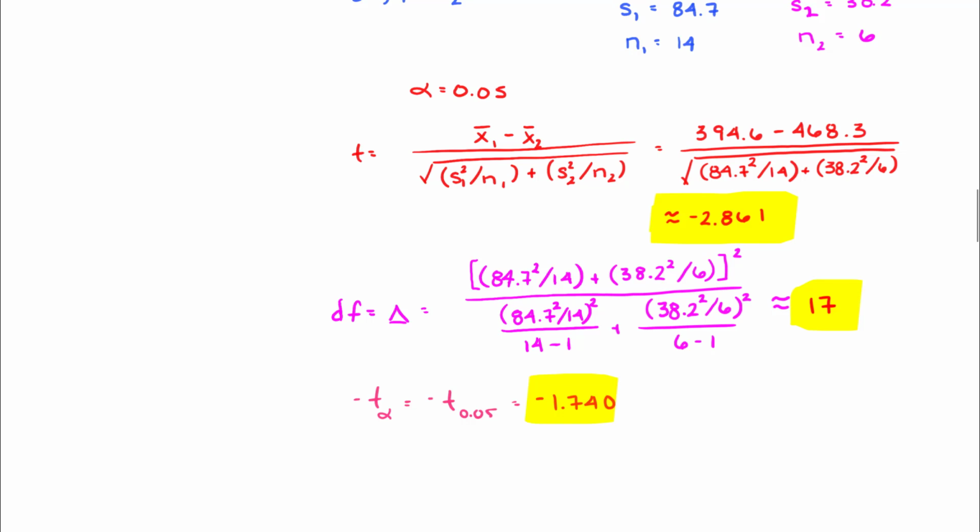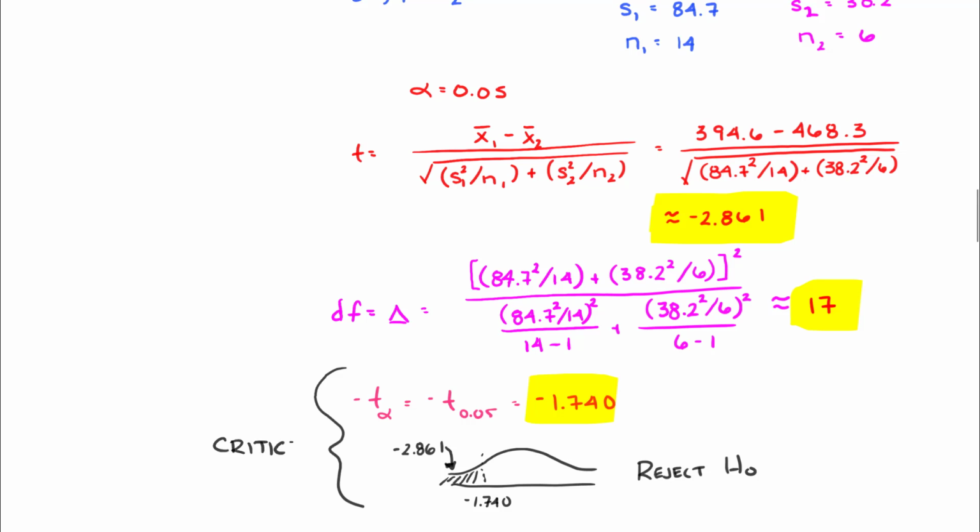And now we can conduct our critical value approach. Our t value is negative 2.861. If we illustrate this with a normal curve, here is negative 1.740, the critical value. Anything that falls into this region on the left, we reject. Anything to the right, we accept. Our t value is negative 2.861, so it certainly falls within this rejection region. So we would reject the null hypothesis based upon the critical value approach.